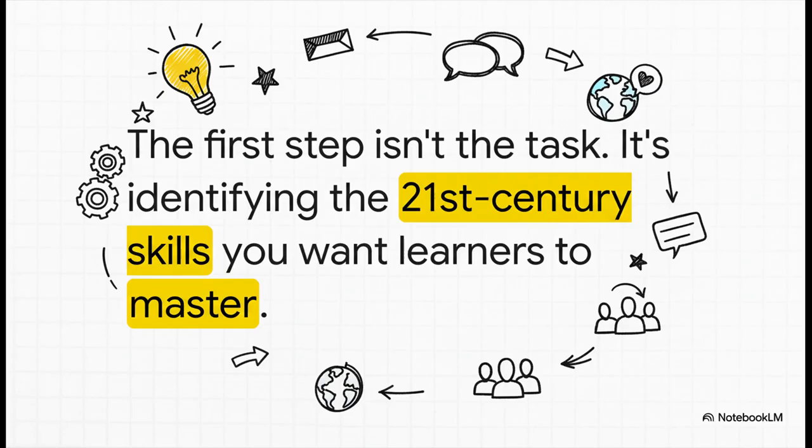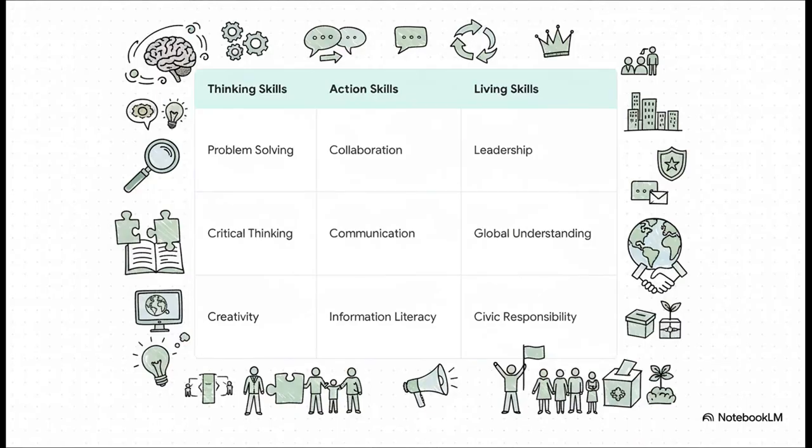And we're talking about the big stuff here, those high-level skills that are so crucial for, well, modern life and work. And these skills usually get broken down into three main categories. First, you've got your thinking skills, things like problem solving and creativity. Then you have action skills, which cover collaboration and communication. And finally, living skills, which include stuff like leadership and global understanding. The idea is to pick specific skills from these buckets that you really want to target.